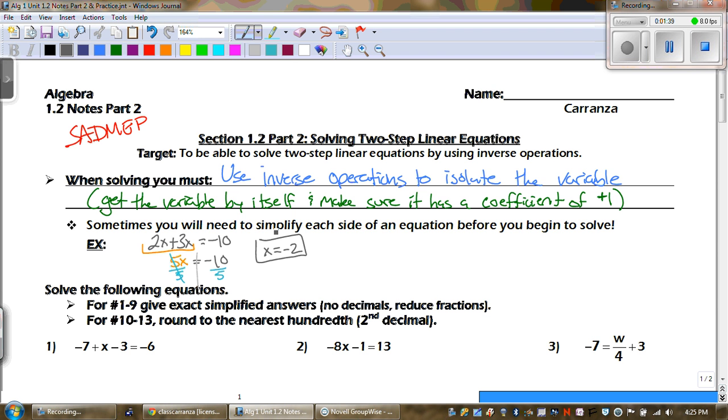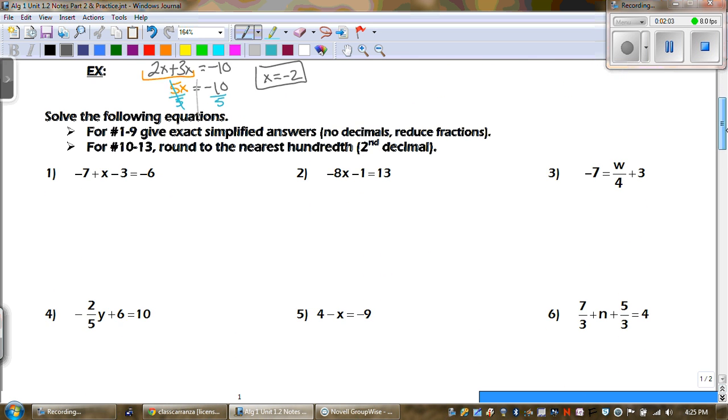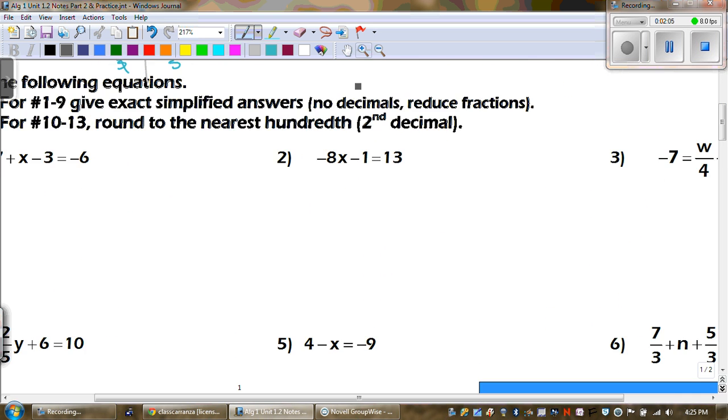So you will need to simplify each side of an equation before you begin to solve. That's what that last example was about. Now, for numbers 1 through 9, give exact simplified answers, no decimals, and reduce the fractions. For 10 through 13, we're going to round to the nearest hundredth, which is the second decimal. So guys, we talked about it. You can use a calculator now if you need to.